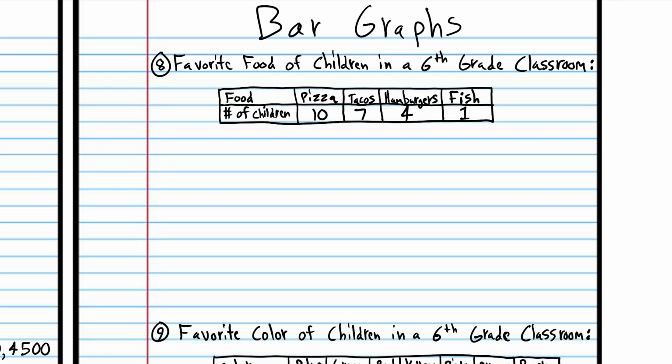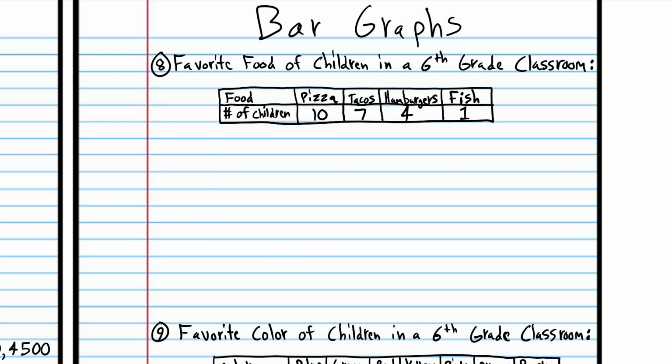So this is categorical data because you have 10 kids that like pizza. That's their favorite food. And then you have 7 kids that like tacos the most. That's their favorite food. And so the kids are categorized in terms of what their favorite food is. So this is called categorical data. So you use a bar graph for categorical data. You're going to see what we mean when we graph this.